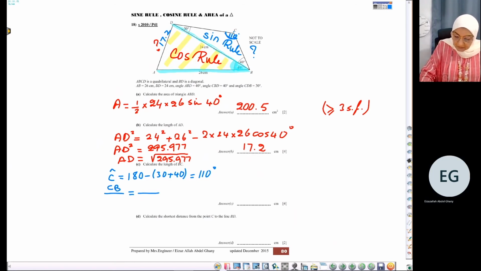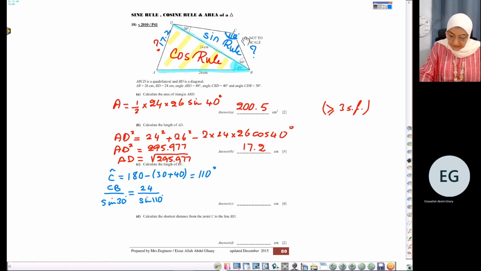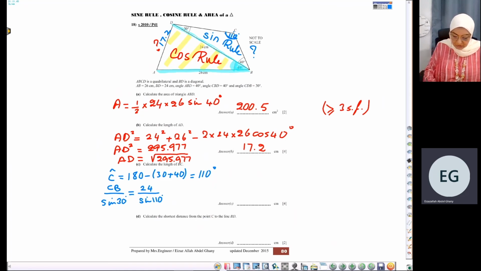CB divided by sine the opposite angle, which is sine 30. Okay, side over sine equals side over sine. No other option. You have to use the 24. That's why we calculated the opposite angle, which is 110, over sine 110. Watch me pointing. CB over sine 30 equals 24 over sine the opposite angle, which is 110.